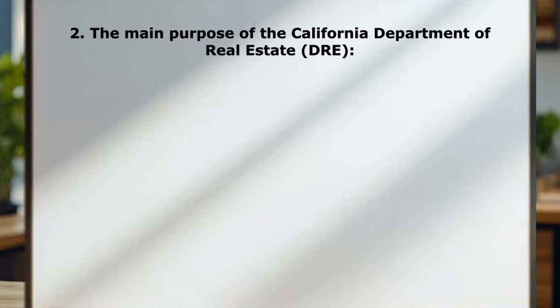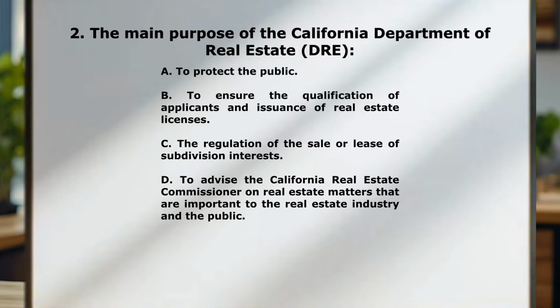Question number 2. The main purpose of the California Department of Real Estate, DRE, is A, to protect the public. B, to ensure the qualification of applicants and issuance of real estate licenses. C, the regulation of the sale or lease of subdivision interests. D, to advise the California Real Estate Commissioner on real estate matters that are important to the real estate industry and the public. The answer is A.